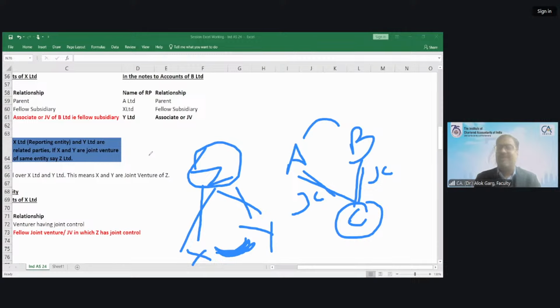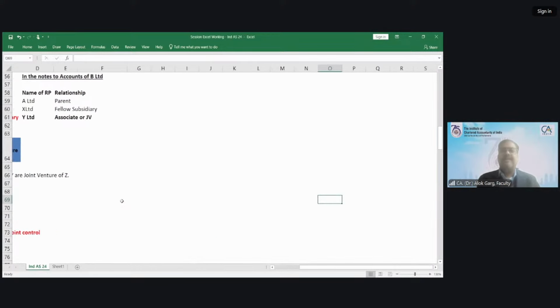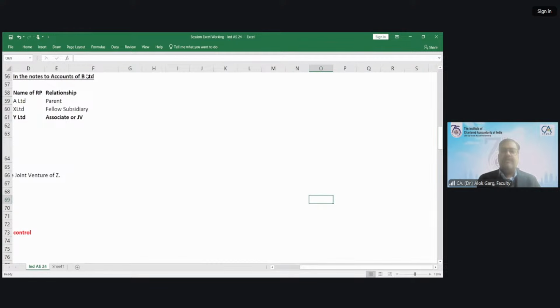Is this clear? Not clear? Okay, sir. Now it's clear. I thought that A and B are related parties. No. Okay. So let's take a real life example.